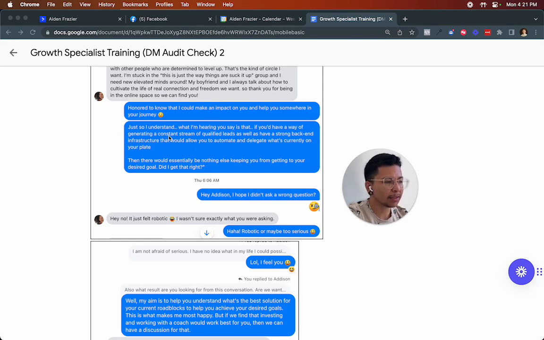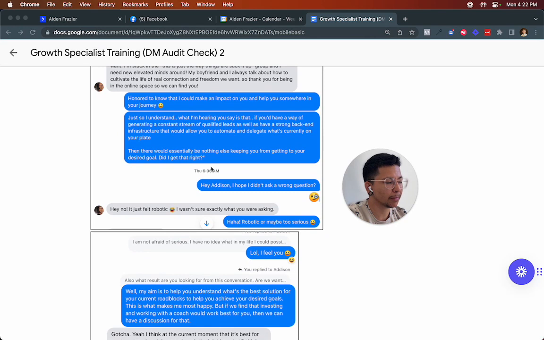Unfortunately, it's almost like it's too verbose, it's too complex, this response here. And then asking this question, it does, in fact, come across a little bit salesy. So we inadvertently created some friction. And then the growth specialist responds, "Hope I didn't ask a wrong question." She replies, "Hey, no, it just felt robotic."